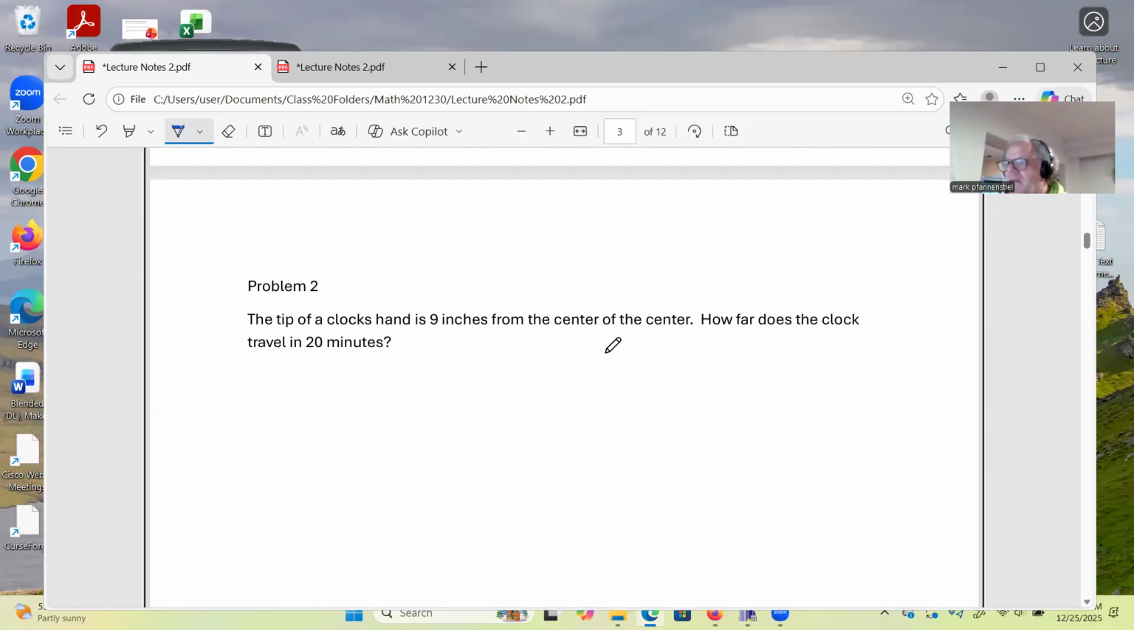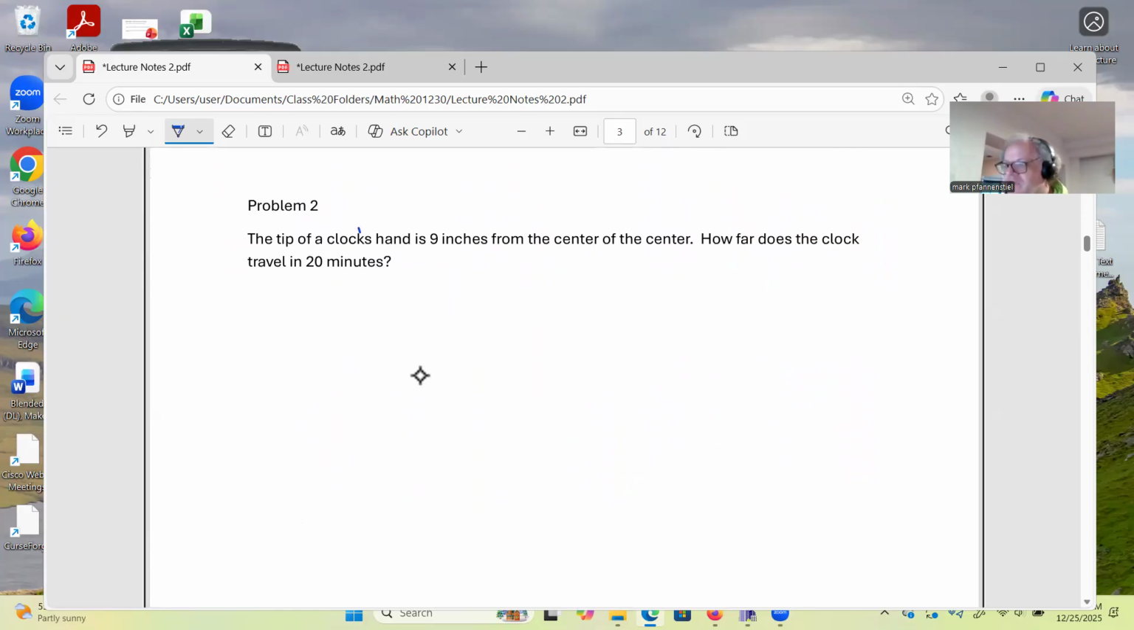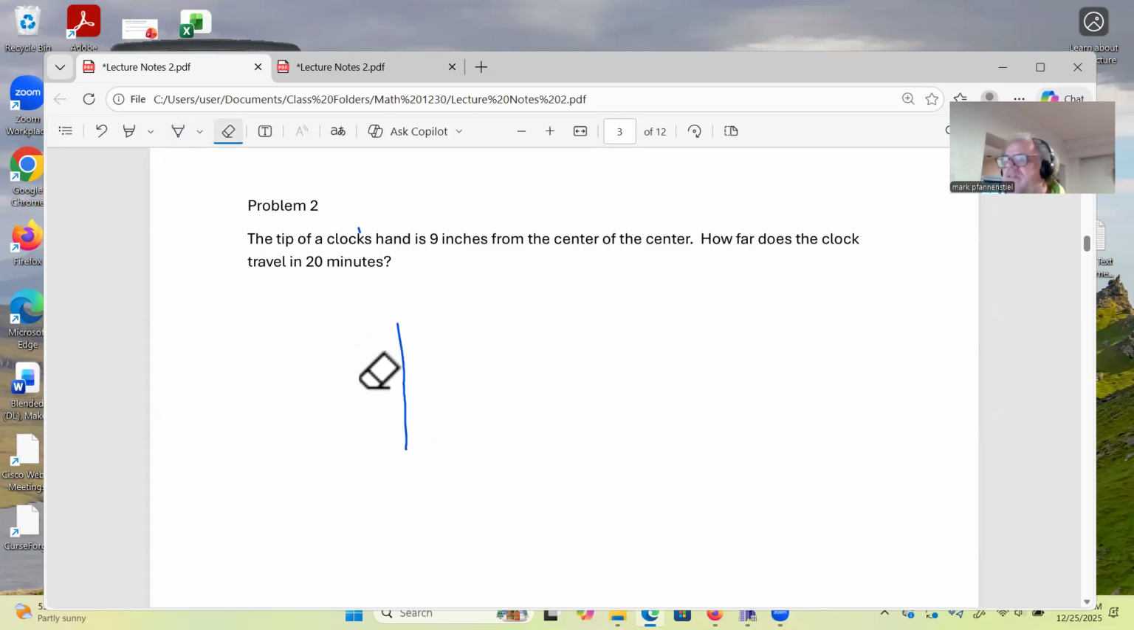Problem number 2. The tip of a clock's hand is 9 inches from the center of the clock. How far does the tip travel in 20 minutes? The first thing we're going to do is draw a clock. I had a stroke a few years ago, so this is not my first time drawing a clock, although it's a little better than we did before. Let me just draw a circle first.